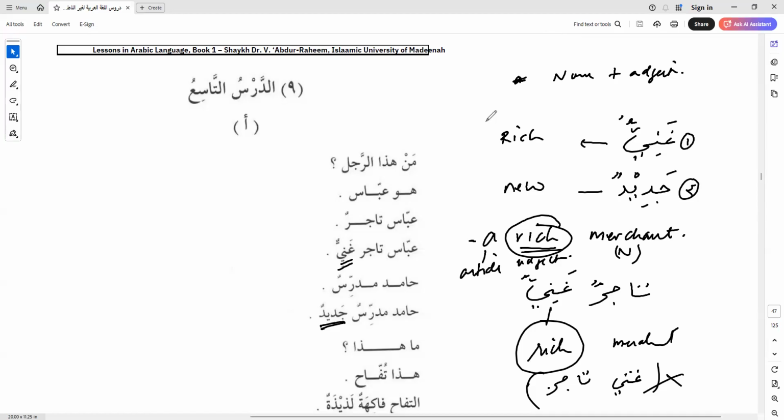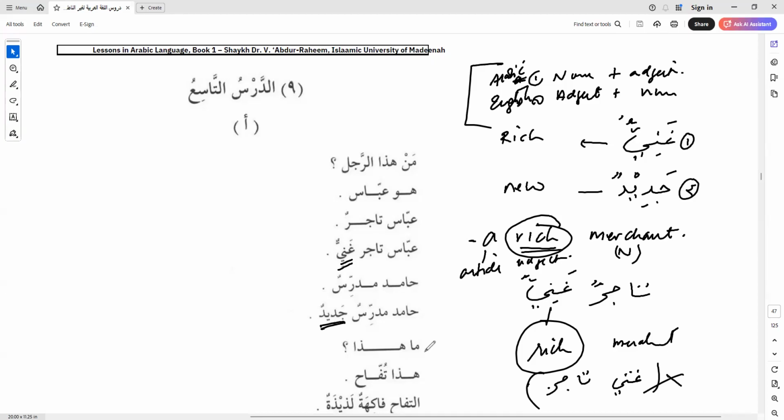And then in English, it is what? Adjective plus noun. So you see the arrangement. This is the Arabic arrangement, and this is the English arrangement. So take note of that. It's very, very important. Don't say ganiyun tajirun, but say tajirun ganiyun.